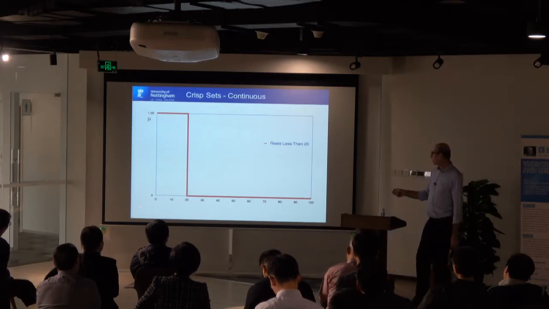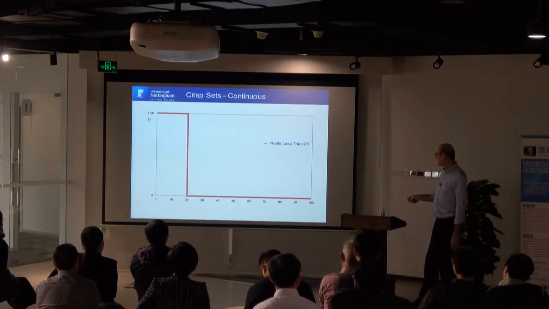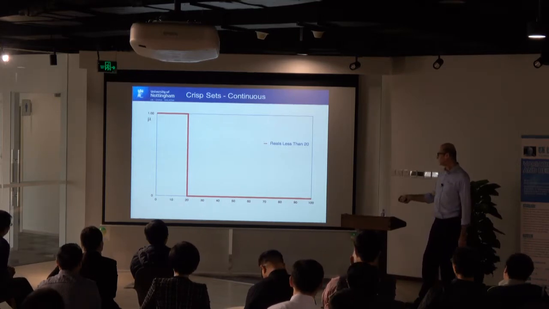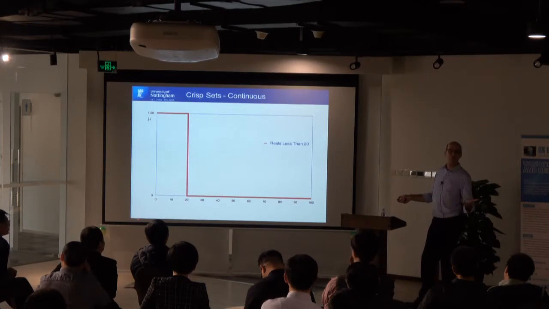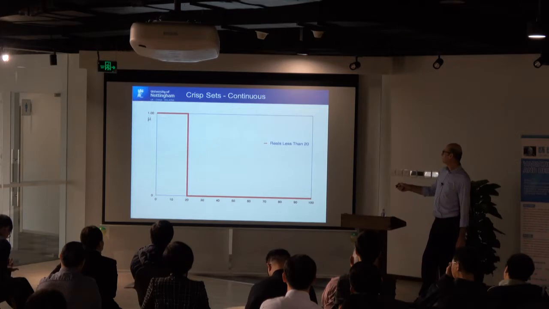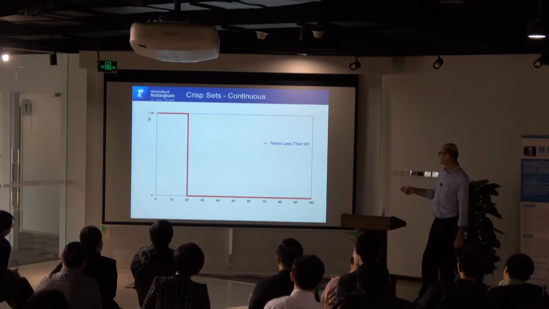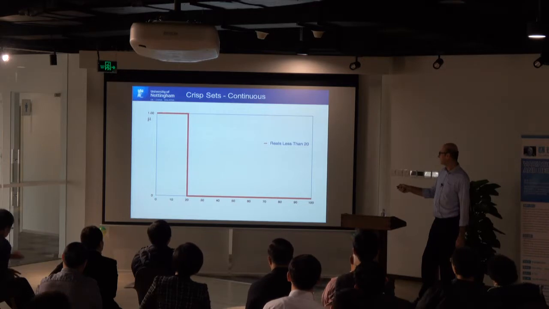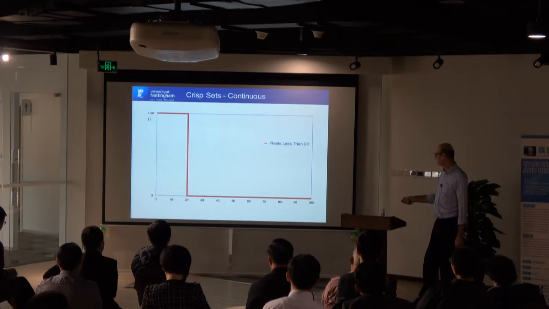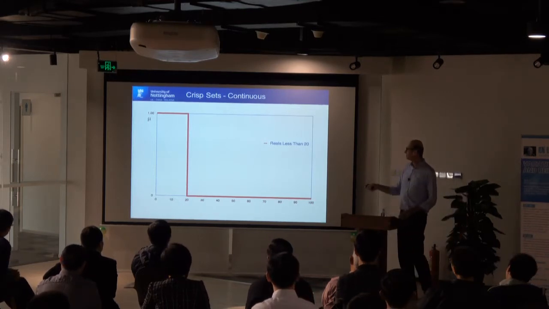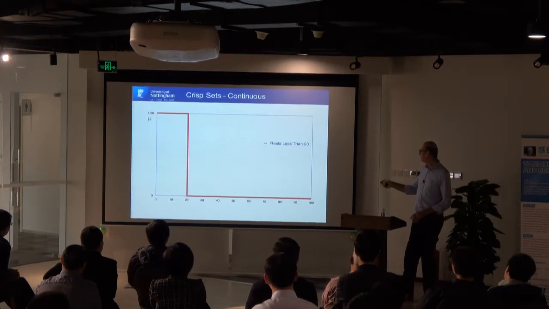This is an ordinary set where all I've done now is make the x-axis a continuous number. So let's consider the set of real numbers between 0 and 100, and I'm drawing the set of real numbers less than 20. I can draw that as a set which is 1 if it's less than 20, then there's a step function and it drops to 0 at 20, and it's 0 above 20. So that's the crisp set of real numbers less than 20.